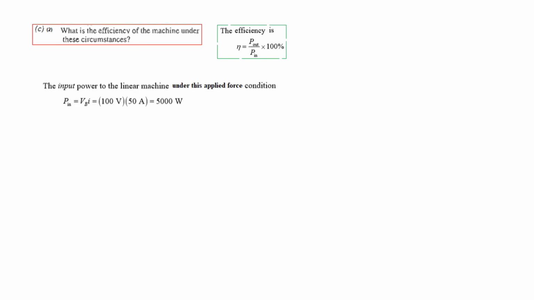And lastly, what is the efficiency of the machine under these circumstances, that is, when it is loaded? So we know the formula of efficiency is given by P out over P in multiplied by 100%. The input power under this specified force is VB into I. VB is the battery voltage, 100 volt, but the current is now the new current under load, 50 amperes. So multiplying, this is the input power.